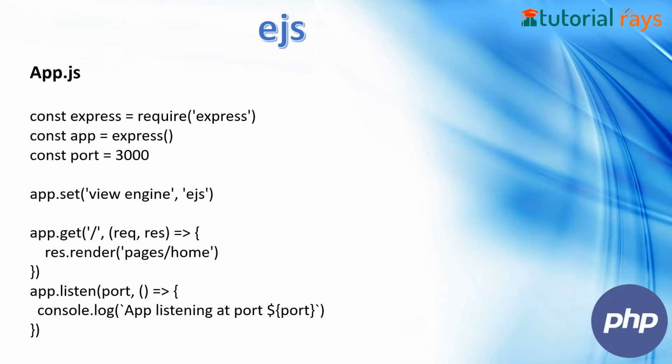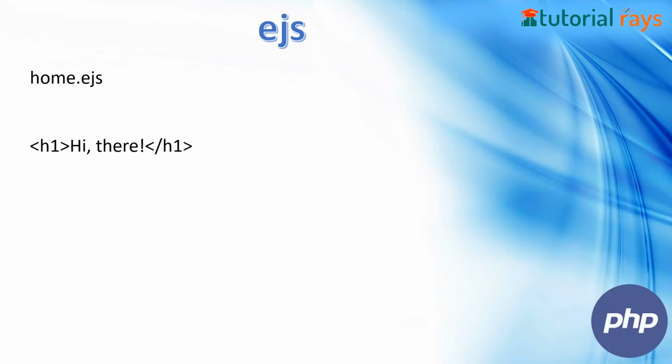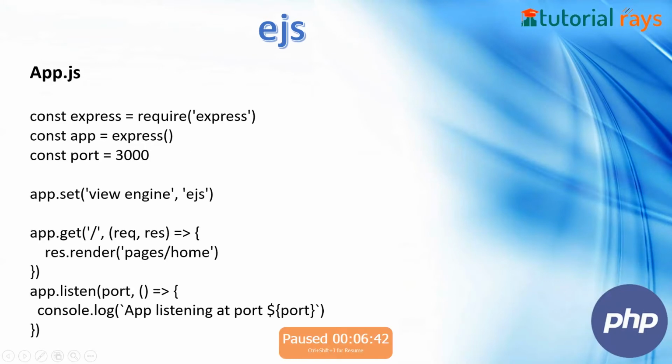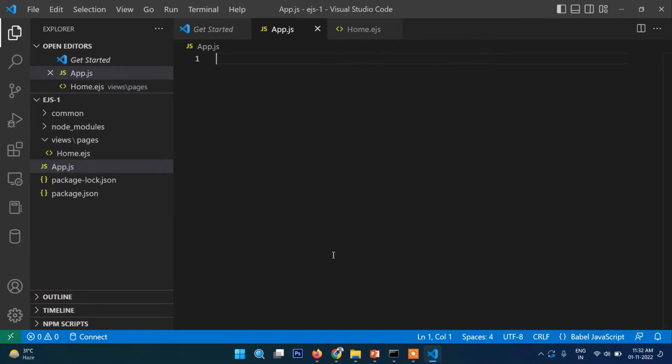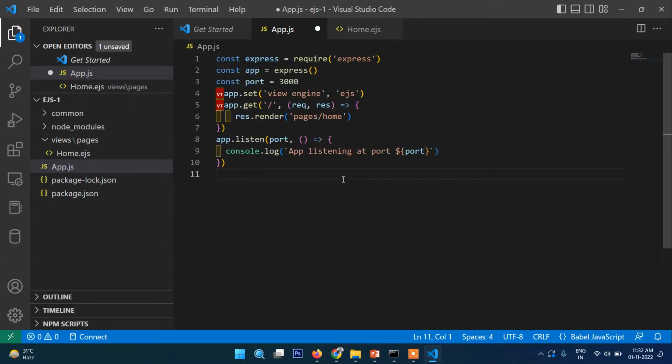So this is the request and response here. Finally we will serve the home page. This one, pages, is the folder name, and home is the EJS file, and this is the port number for starting the application. Okay, so let's write this code into our Visual Studio Code. Let's come here, and then in app.js we will write this code. Just remove this extra character.